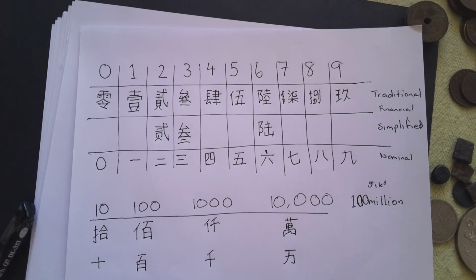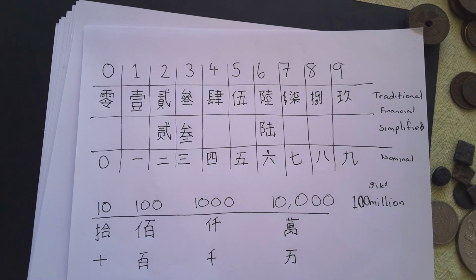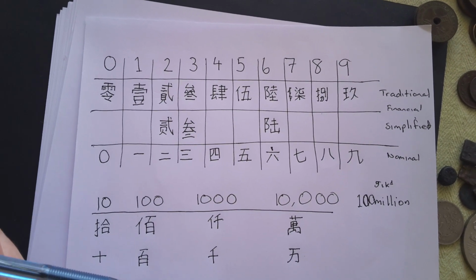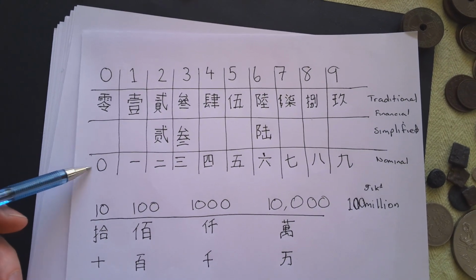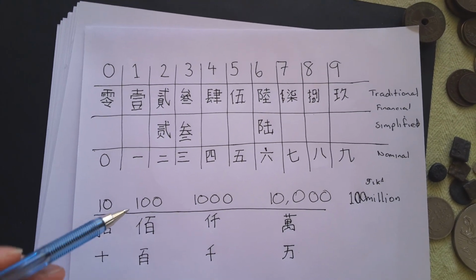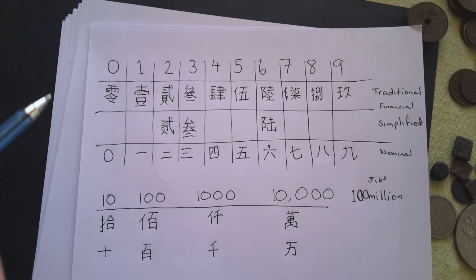This is Glenn back with another video, and today, just a quick lesson on how to read Chinese numbers. Up the top I have the numbers 1 to 9, and down below I have the composite.